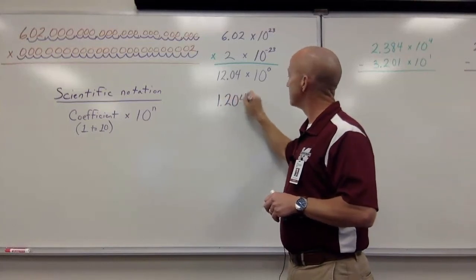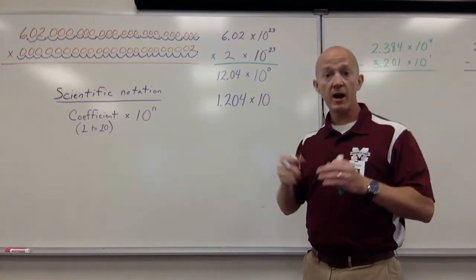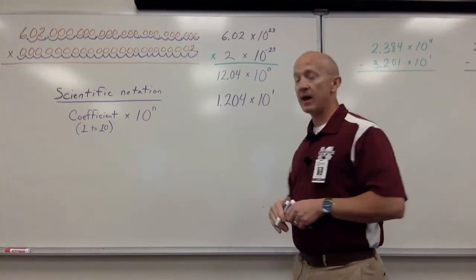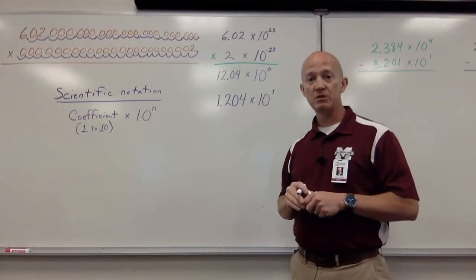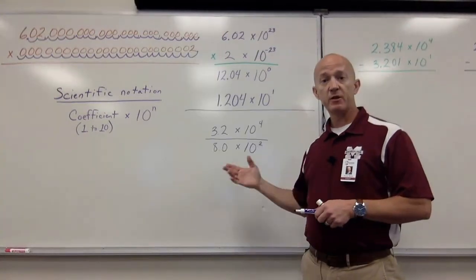What happens to our coefficient when we do that? Right, it increases by 1. So we have 1.204 times 10 to the first power. How about if we divide?